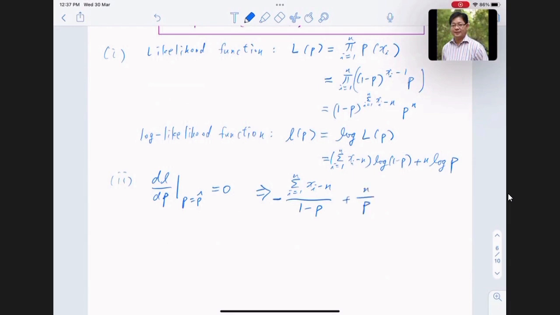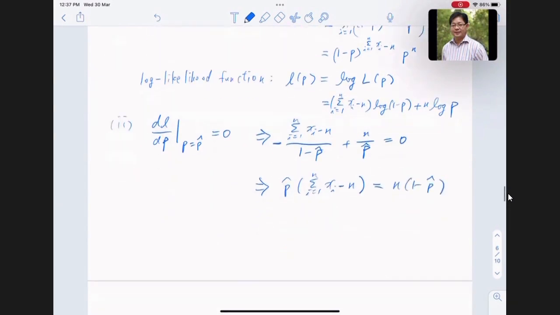And similarly, for n log p, the derivative is equal to n divided by p. And we set this equal to 0 to find the p hat. This will give us an equation, so what we need to do is to solve the equation. The n multiplied to p hat will be cancelled on both sides. So eventually you will find that p hat will be obtained as n divided by the sum of the x.